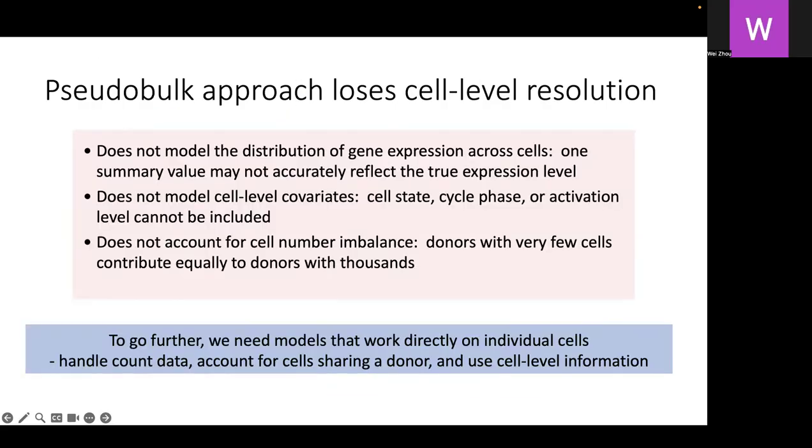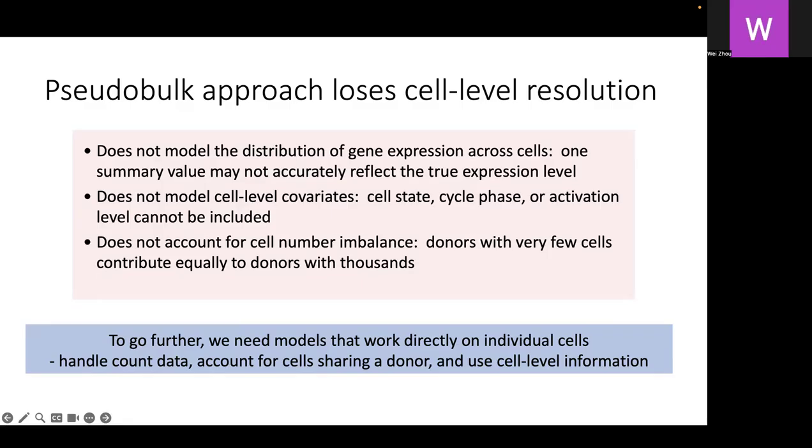There are several limitations of pseudobulk. We're listing them here. First, it does not model the distribution of gene expression across cells. A single mean or sum may not accurately capture what's happening. For example, if half the cells express a gene highly and half express nothing, the average looks moderate, but the true picture is bimodal. Second, cell-level covariates are lost.